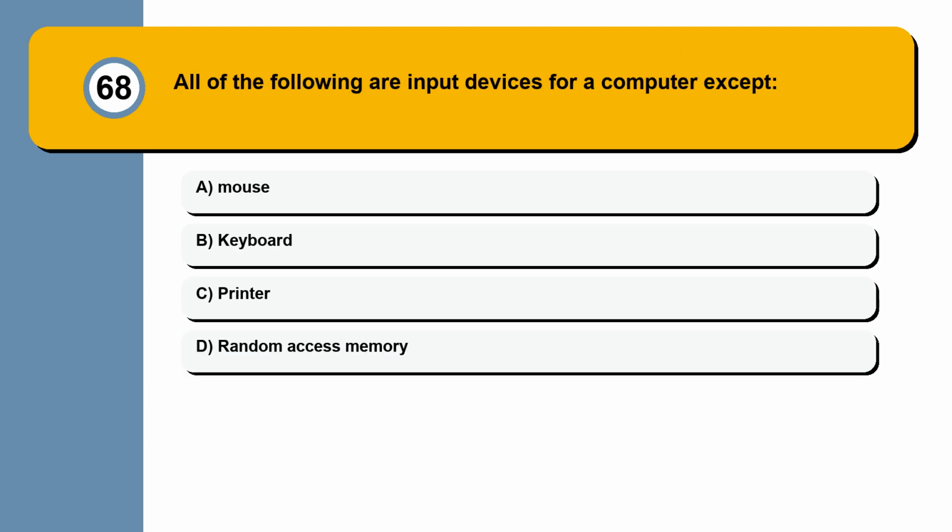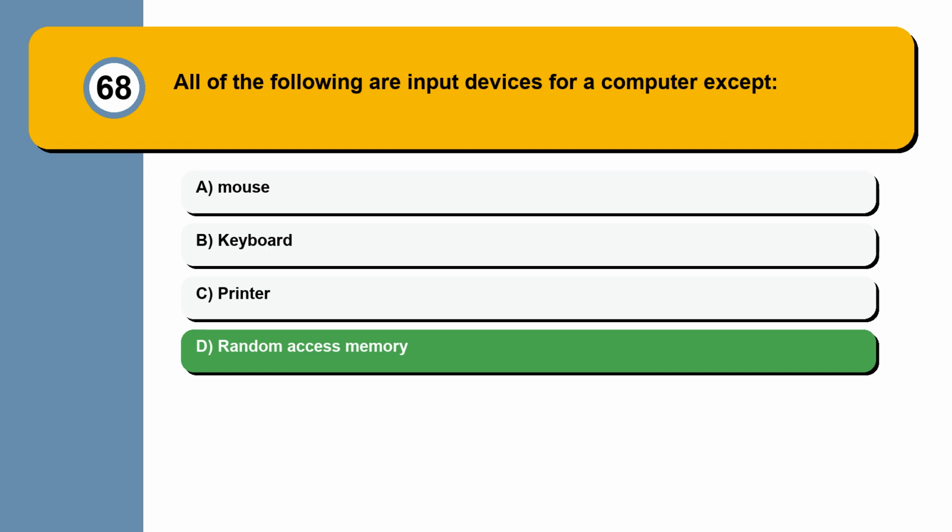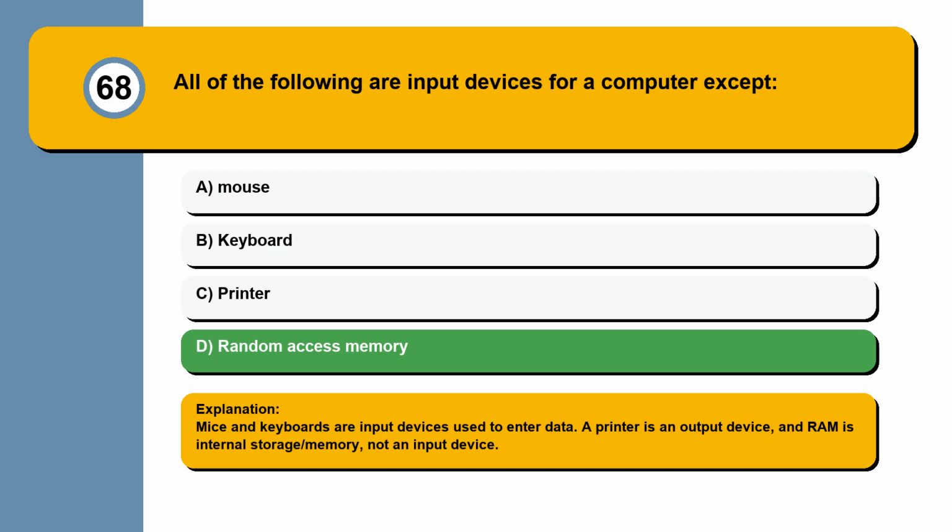Question 68. All of the following are input devices for a computer except. Here are your options. Option A, mouse. Option B, keyboard. Option C, printer. Option D, random access memory. The correct answer is option D, random access memory. Explanation. Mice and keyboards are input devices used to enter data. A printer is an output device, and RAM is internal storage or memory, not an input device.